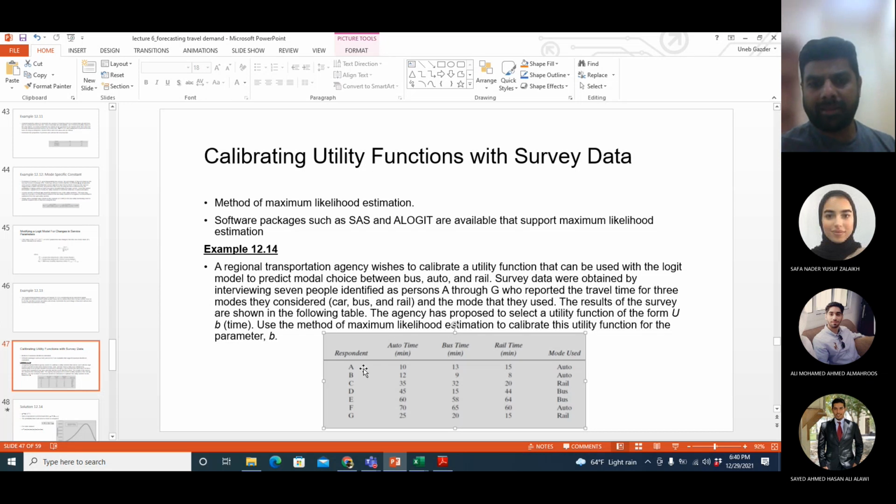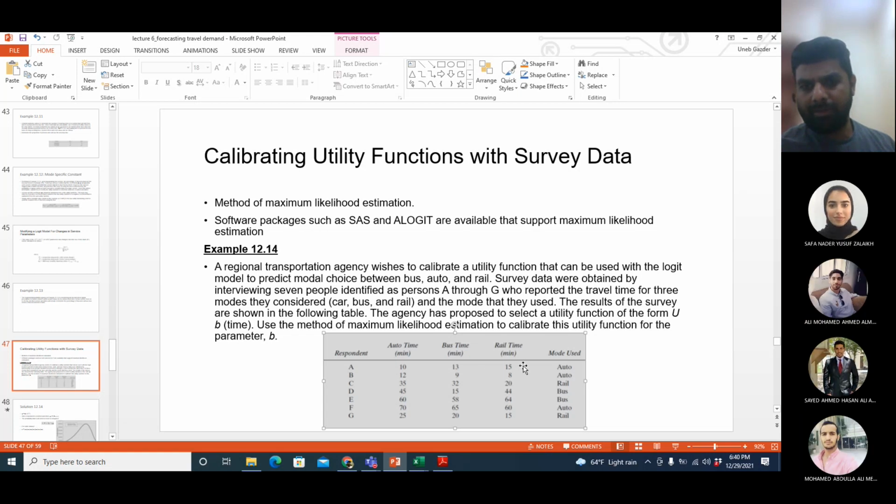Survey data: they collected data from how many people? A, B, C, D, E, F, so 7 people. From each person, they found their travel time if they use the auto mode, the bus mode, or the railway mode. So for that particular person to go from his origin to destination, how much time it would have taken by auto, bus, and railway. And considering all these 3 timings, which mode did he choose eventually?